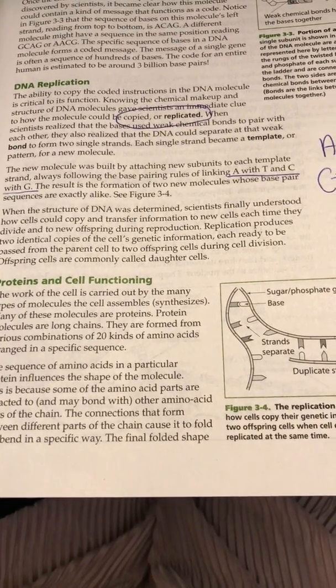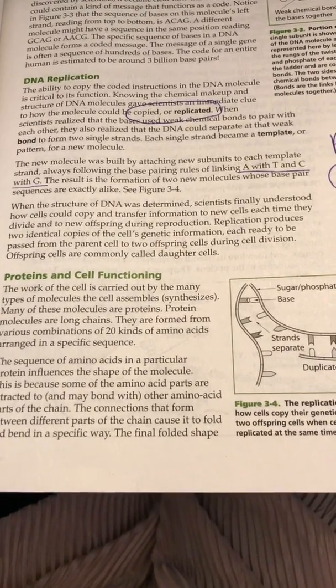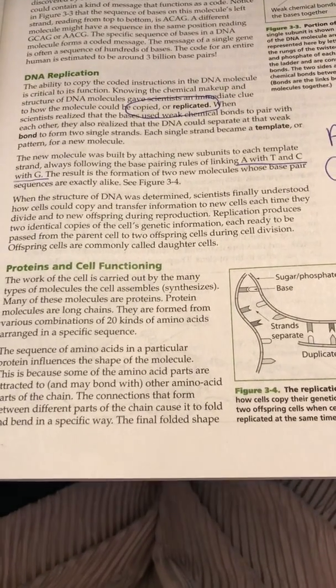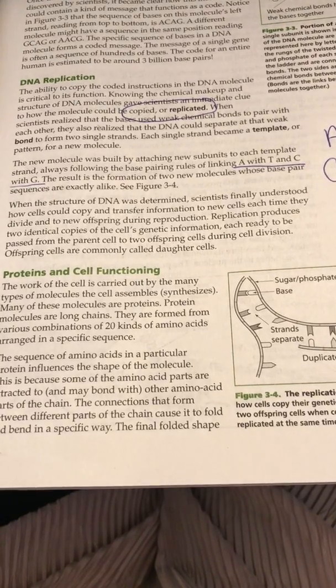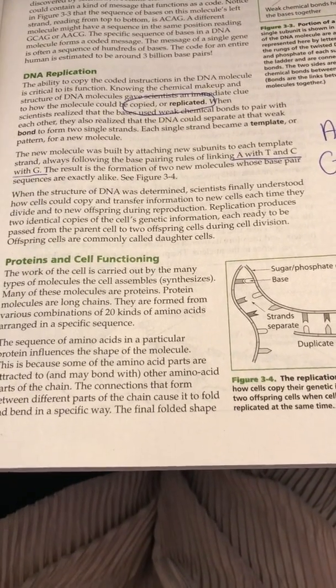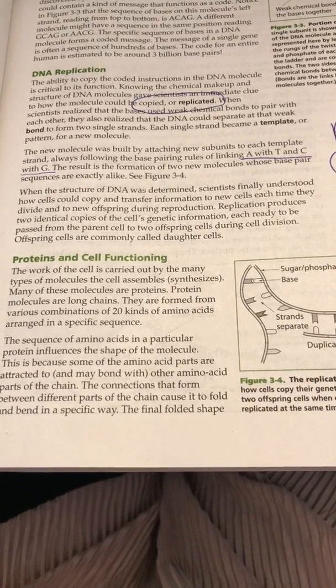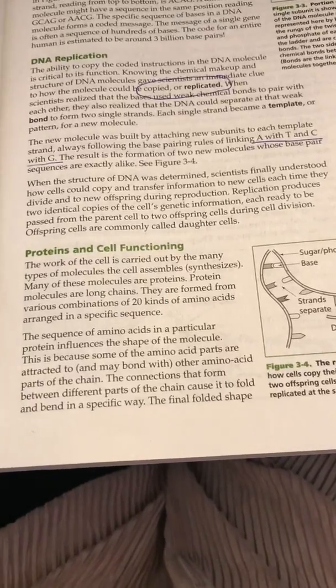When the structure of DNA was determined, scientists finally understood how cells could copy and transfer information to new cells each time they divide and to new offspring during reproduction. Replication produces 2 identical copies of a cell's genetic information, each ready to be passed from the parent cell to the offspring cells during cell division. Offspring cells are commonly called daughter cells.